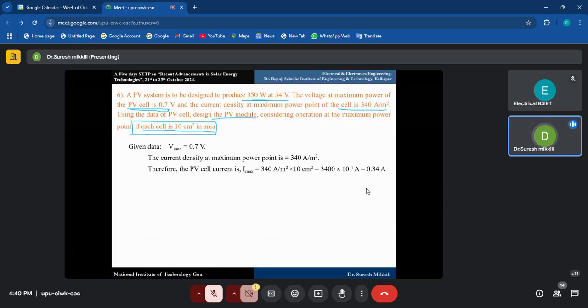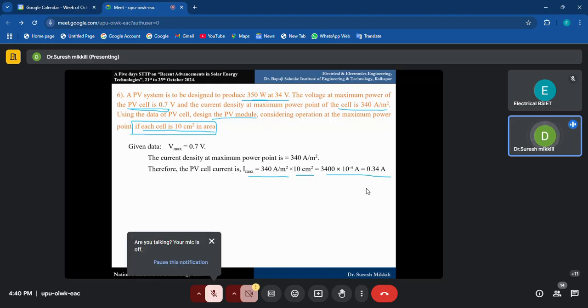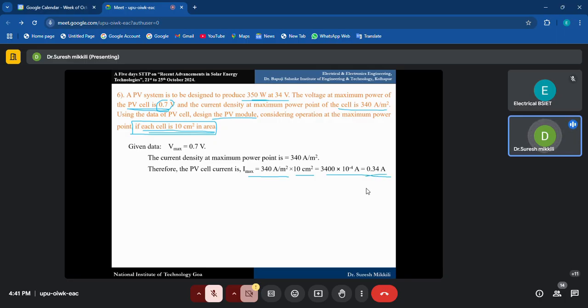Every cell has an area of 10 centimeters square. So the PV cell current will be equal to 340 ampere per meter square into area of each cell. Can you solve? Voltage he has given directly, 0.7 volts. Current he has not given directly, but in terms of 340 ampere per meter square, and each cell is 10 centimeters square. So 0.34 amperes I am getting. Have you got same?